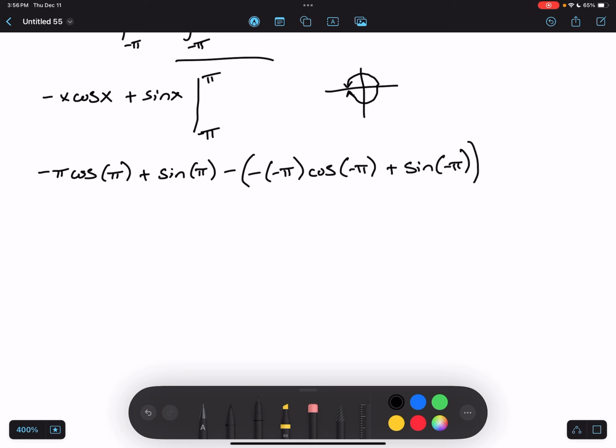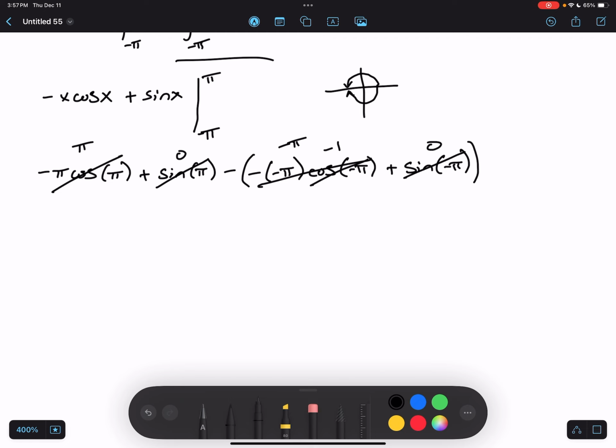And so to evaluate this, we'll look at cosine of pi, which is negative 1. So this is negative pi times negative 1, which is just pi. Sine of pi is 0, and then we have cosine at negative pi, which is the same as cosine at pi, which is negative 1, times negative pi, which becomes positive pi, but then there's another negative here, so we'll simplify all of this to just be negative pi, and then sine at negative pi is also 0.